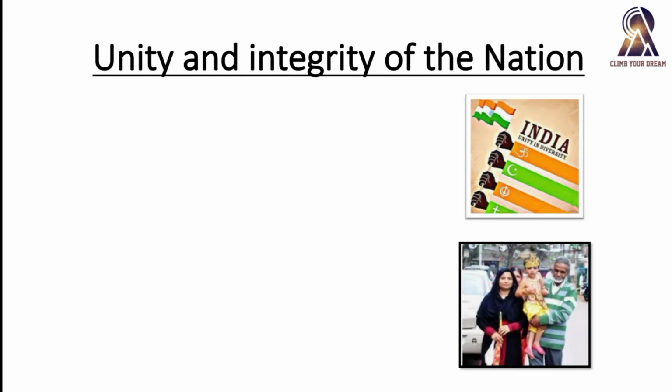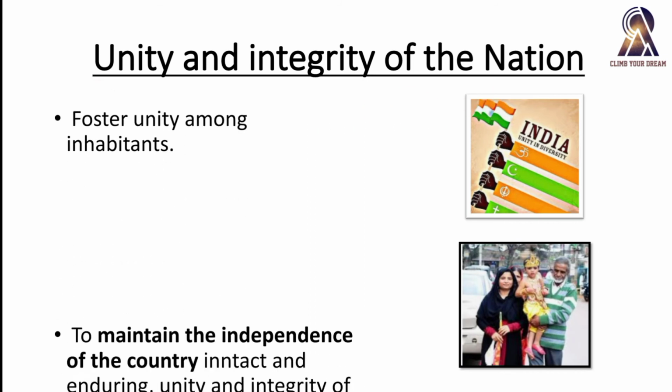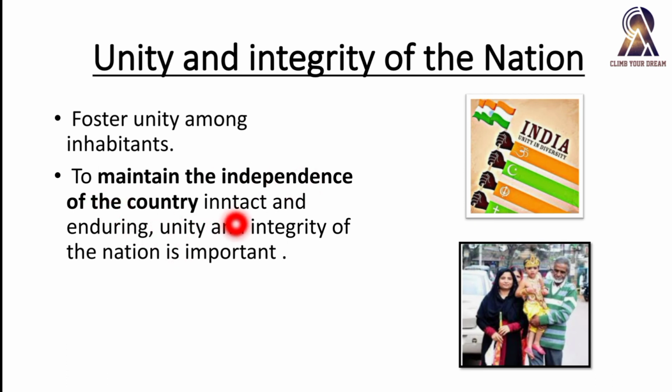And last but not the least, and I would say the most important aspiration of India's preamble is to maintain unity and integrity of the nation, which fosters the unity among its inhabitants. And it is said that to maintain the independence of the country intact and enduring, unity and integrity of nation is important. We must understand the gravity of this sentence because our history has taught us time and again that whenever India is united, no other force in the world was able to touch India. But when we are not united, even a small island country like England ruled us for 200 years.